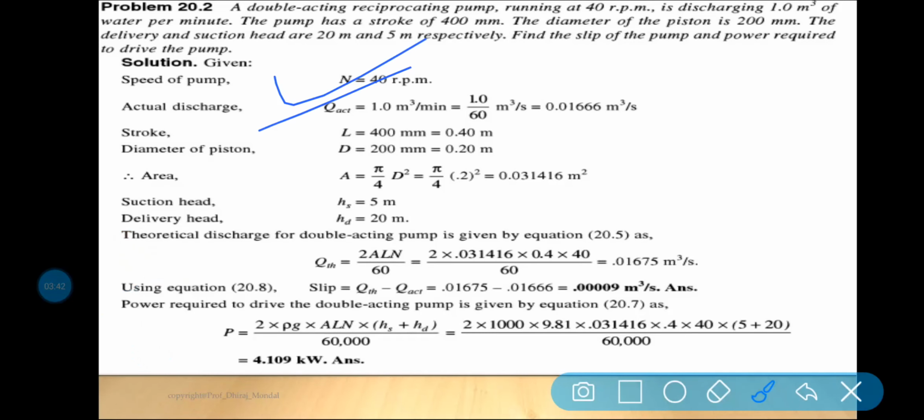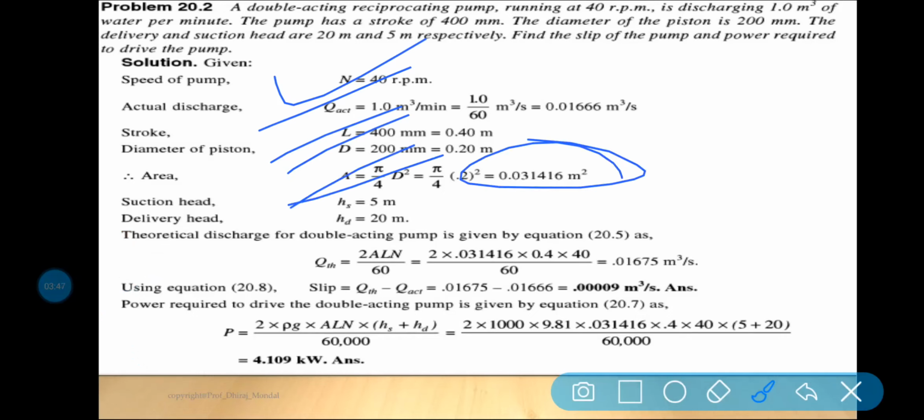So N given, Q given, L given, D given, area you can find out. Hs given, Hd given. So Q theoretical is equal to 2LAN by 60. So this is your meter cube per second. Slip is equal to this.